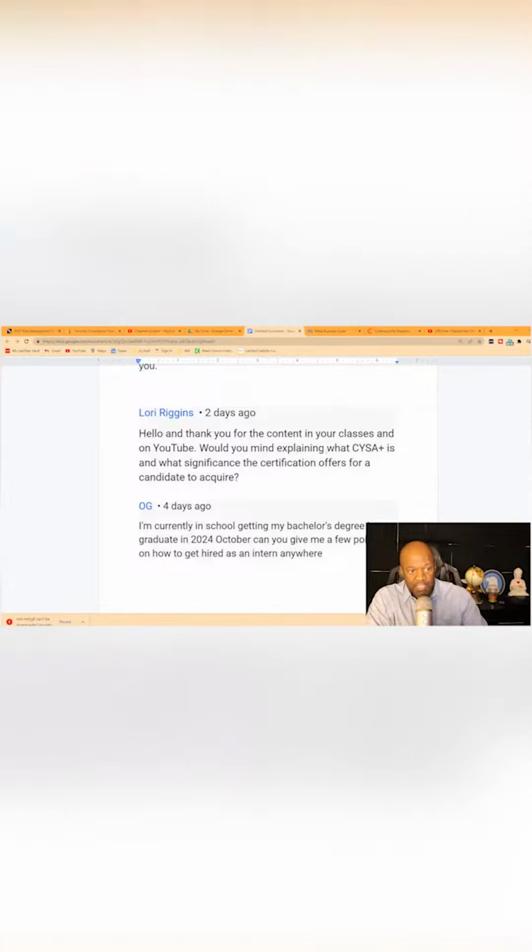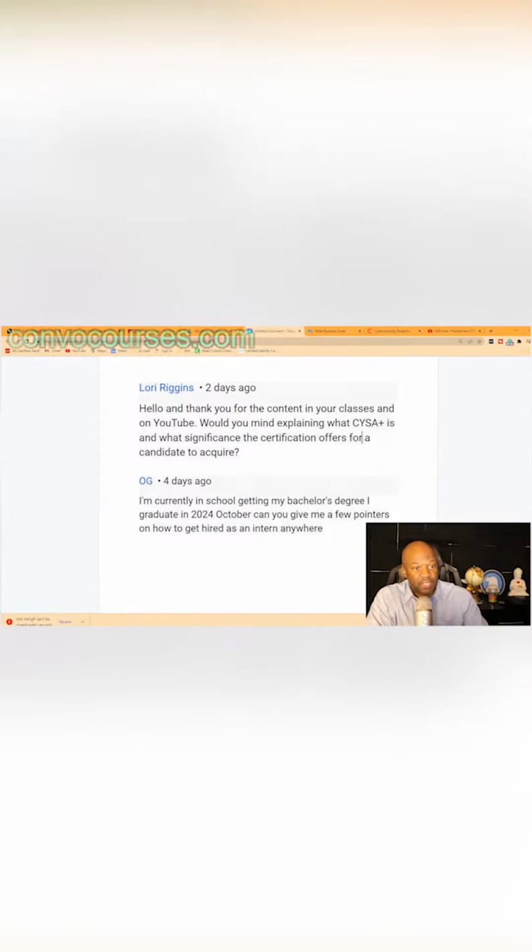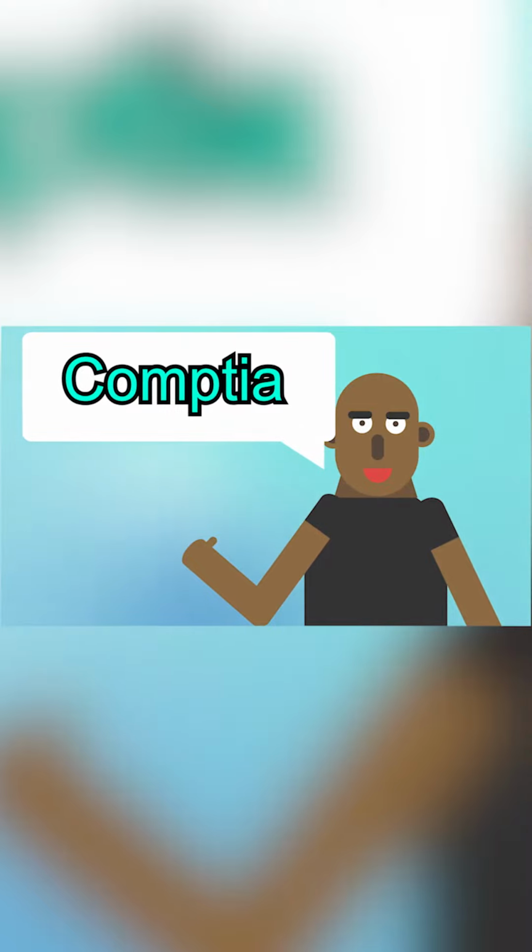Would you mind expanding on the CYSA Plus and what significance the certification offers? I don't have this certification and I don't know much about it, but the source that you want to go to is CompTIA. CompTIA is the one that does this certification. If you want to actually know what's going on with this certification, as far as what you need and what the differences are and all that kind of stuff, here it is right here on CompTIA.org.